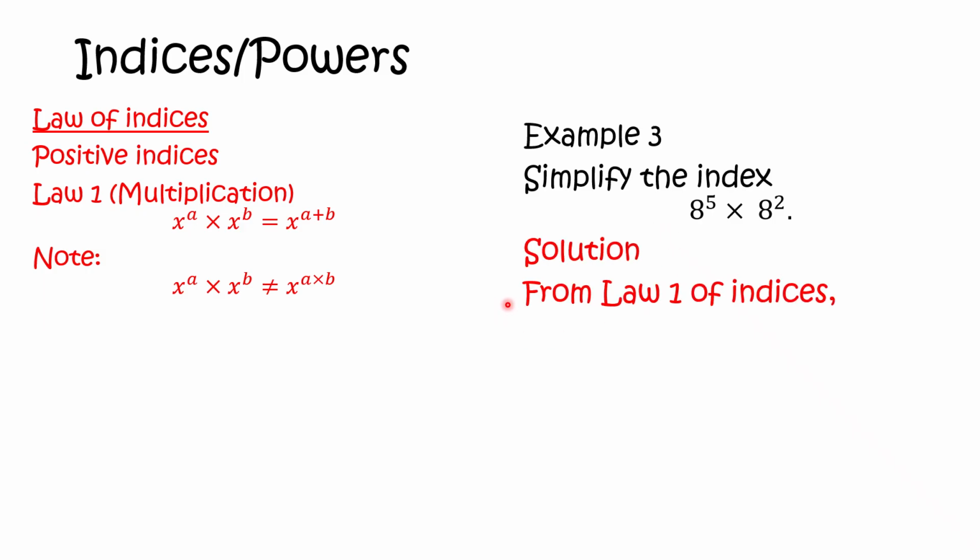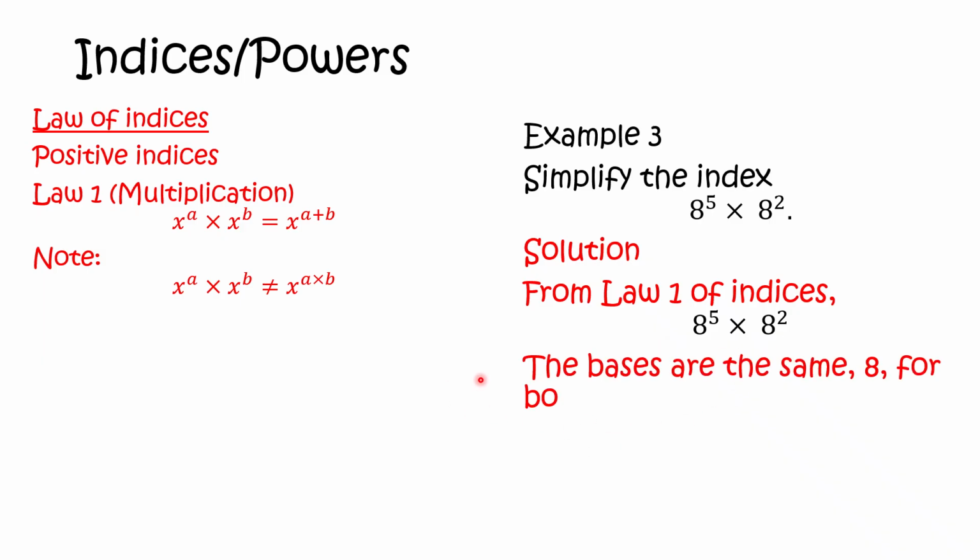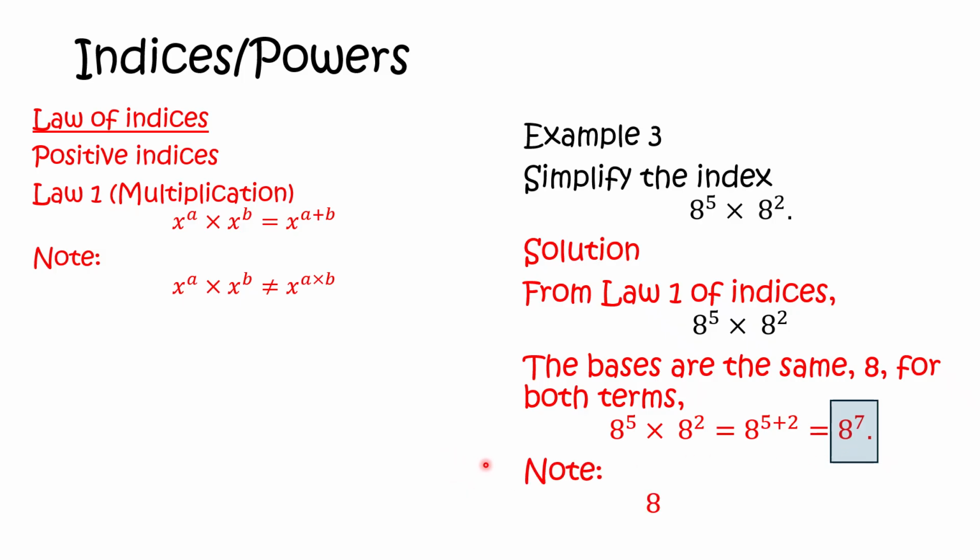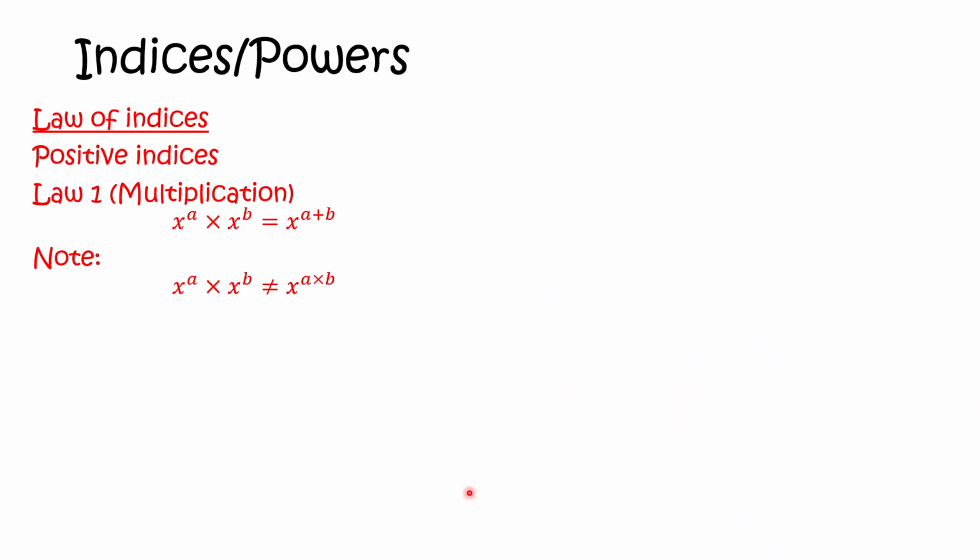The solution. From law number 1 of indices, we see that we have the same base, which is a in this case. Therefore, we can actually add the powers. That is to say, a to the power 5 plus 2 is equal to a to the 7. And note, we don't have it as a to the power 5 times 2. And you can always check this one out with your calculator to see the correct answers.